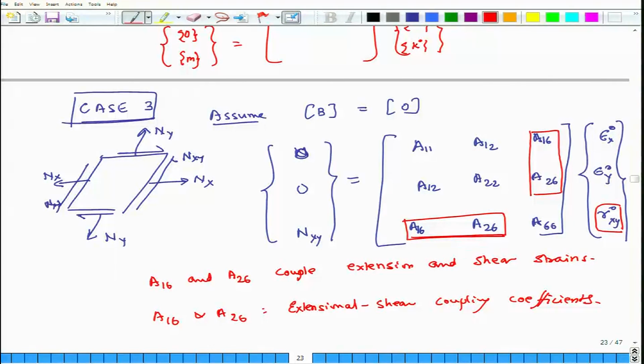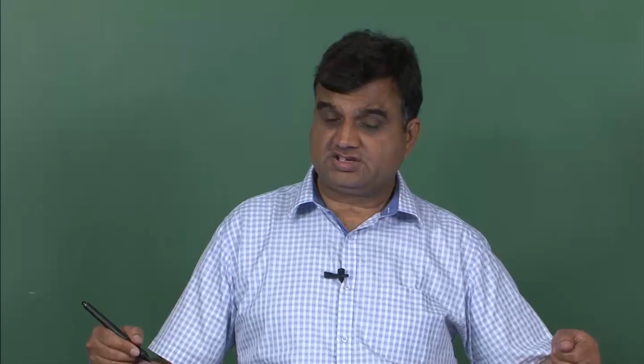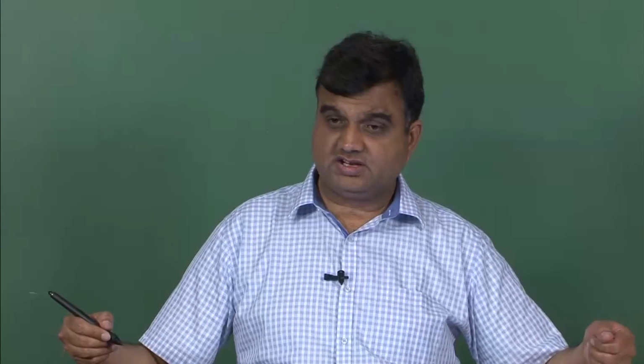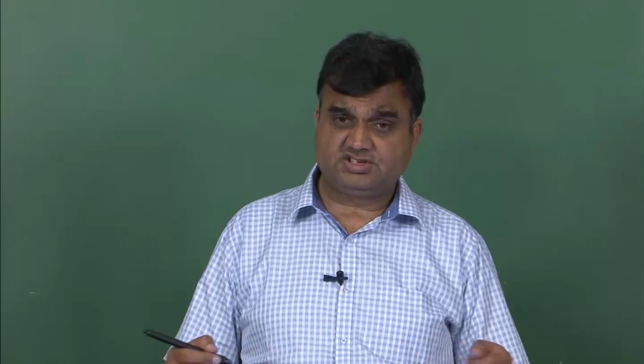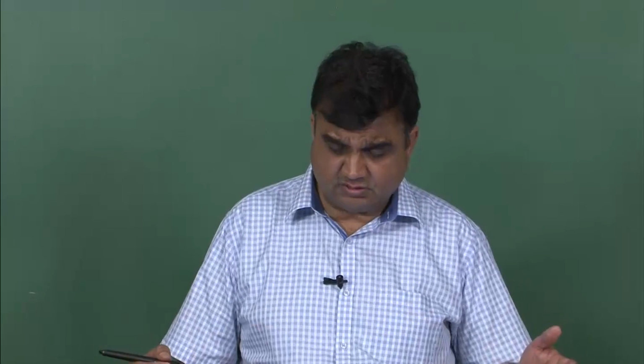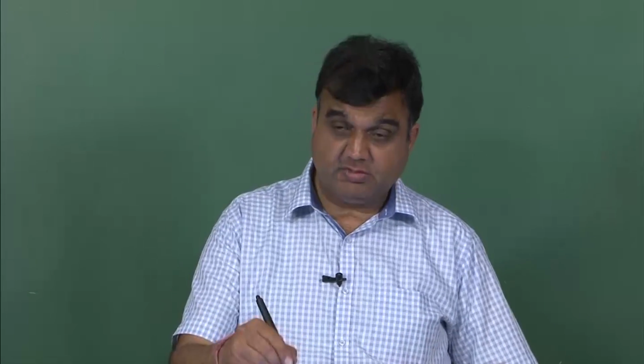They couple the shear response and the extensional response. If they are 0, then the plate, if it experiences purely tensional strain, has only extensional strains. If it experiences purely shear stresses, then it exhibits only shear strains. Now, of course, this is in the context that the B matrix is 0.